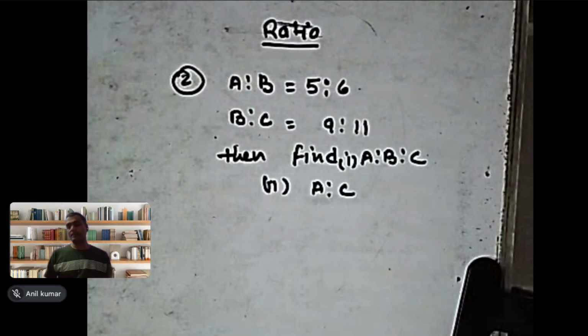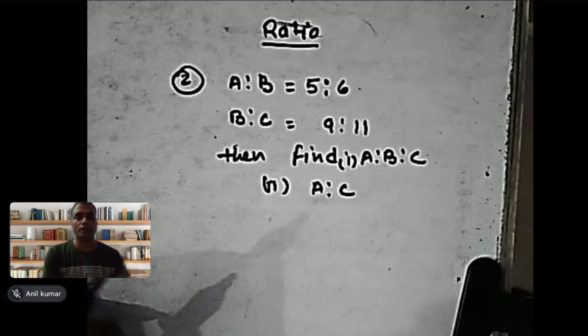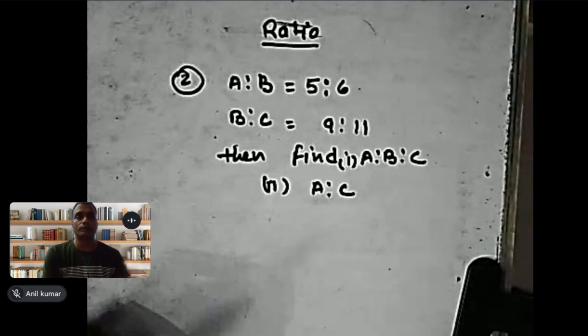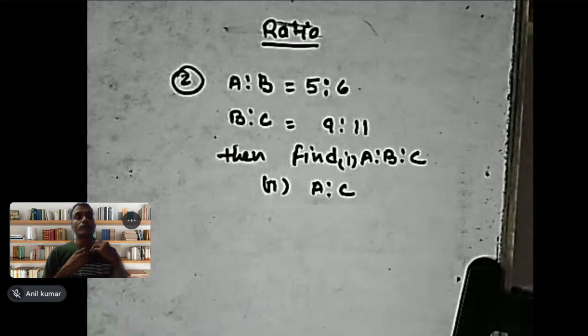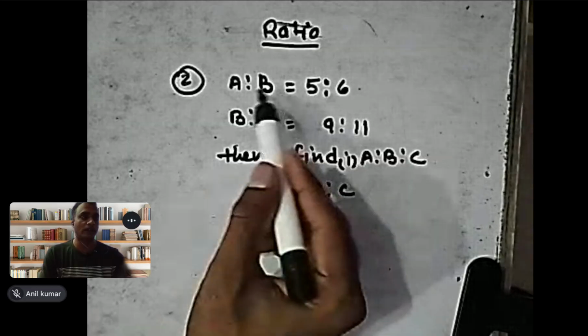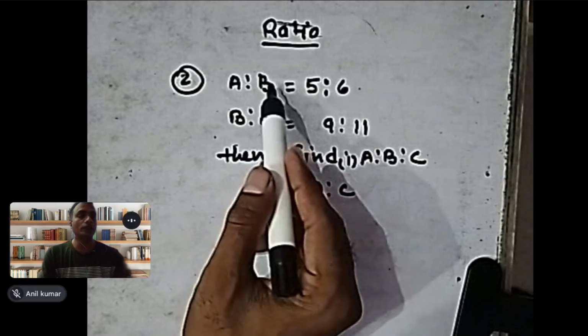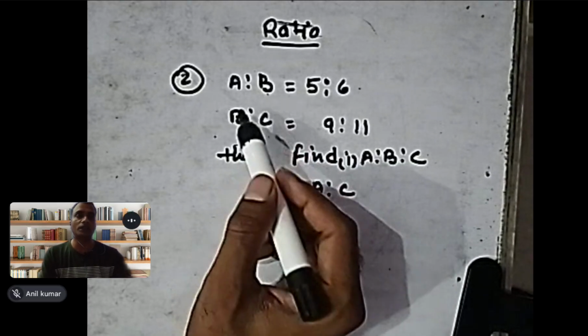Here is your second question, and this question is from the book of class 10th, Adarsh Agrawal. There are three terms A, B, and C, and the ratio of A and B is 5 ratio 6, and the ratio of B and C is given, that is 9 ratio 11, and you have to find A ratio B ratio C, and A ratio C both. What you have figured out is that term B is common in both the ratios. A ratio B has B term, and B ratio C also has B term. So there is a common term B, meaning we can compare on the basis of B.